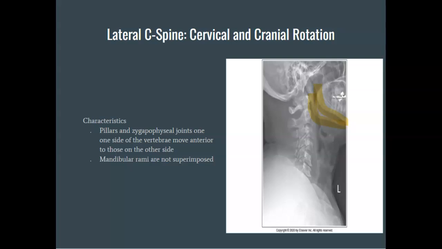The second area to look at is the articular pillars and the zygapophyseal joints. If you look here, especially right here, you can see there's double lines, basically. The articular pillars and the zygapophyseal joints, one is anterior to the other instead of exactly superimposed, looking as if it's one vertebra. And those spinous processes would be more in profile as well.